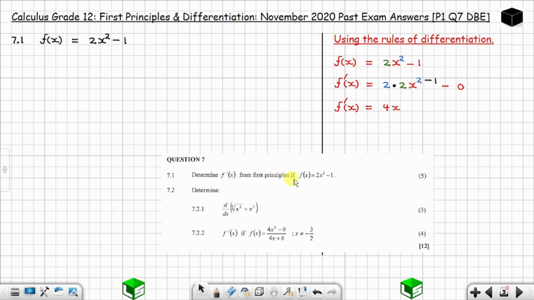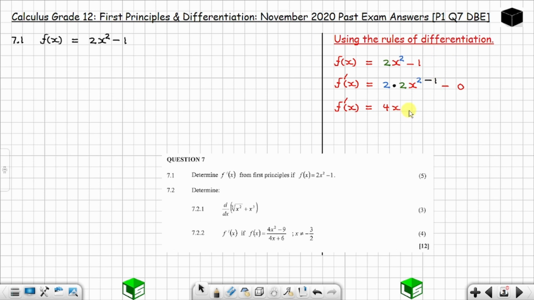The first principles. Okay, now I know what the answer will be in the end. I must find 4x when using the first principles. If I don't find 4x, then there is something wrong in what I'm doing. Okay, so this is just a bonus tip.